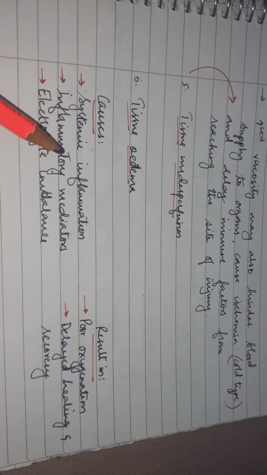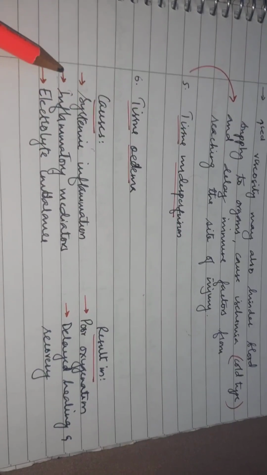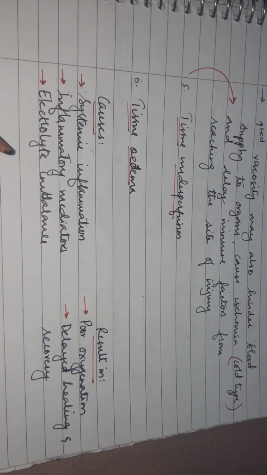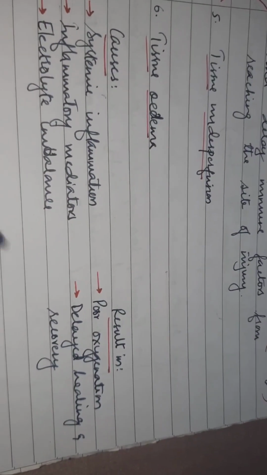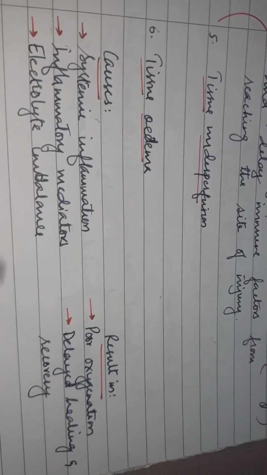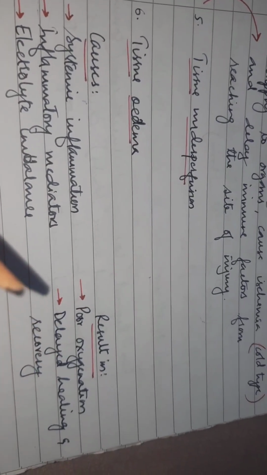Systemic inflammation, inflammatory mediators which are leaking into the site of injury, and electrolyte imbalance. Right. What does it result in? It results in poor oxygenation and delayed healing and recovery. Why is there poor oxygenation and delayed healing and recovery?